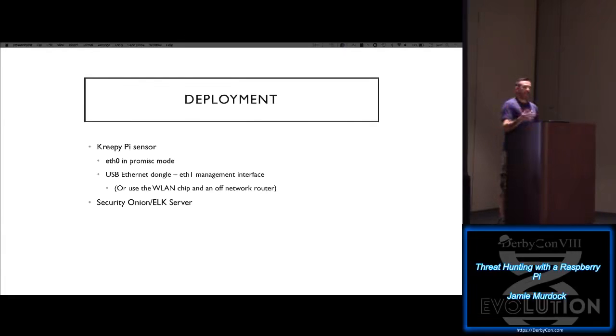what I did on mine, and there's obviously multiple ways, but in my environment, I set eth0 to promiscuous, and you can either use a USB Ethernet dongle. I actually chose to use the Wi-Fi chip, and I have just a little wireless router that I have locked down, and it only communicates with the Creepy Pi and my ELK instance, which is running on my laptop.